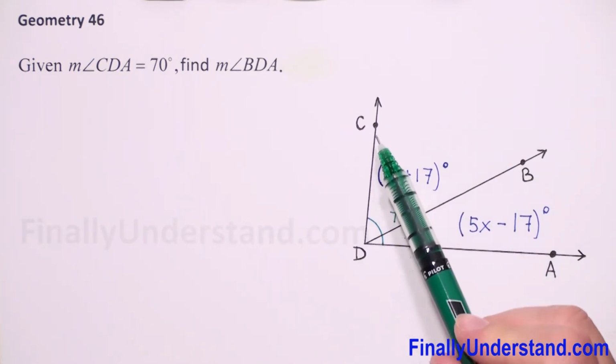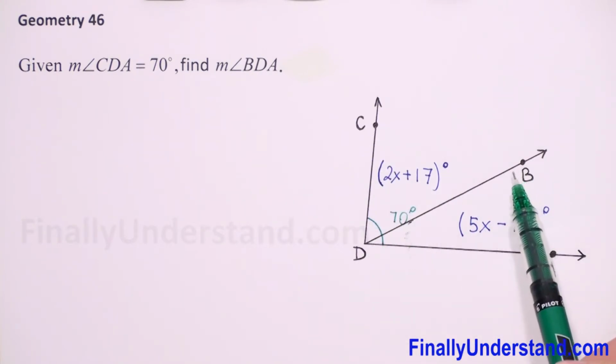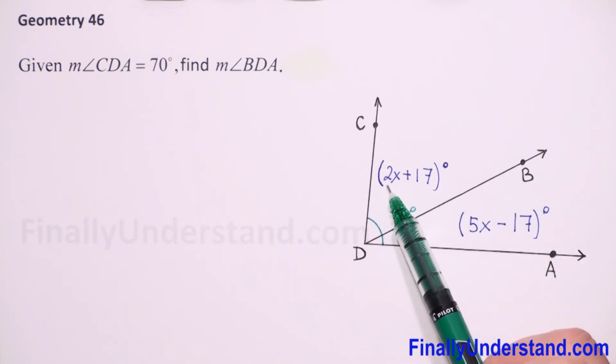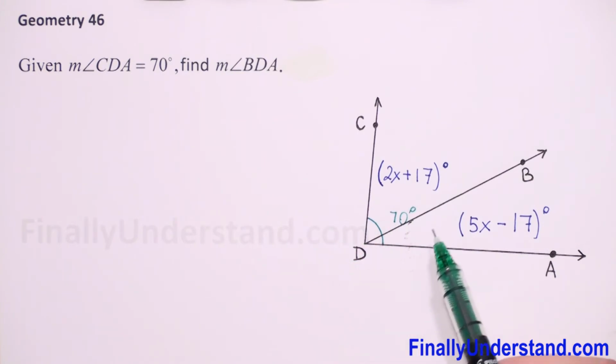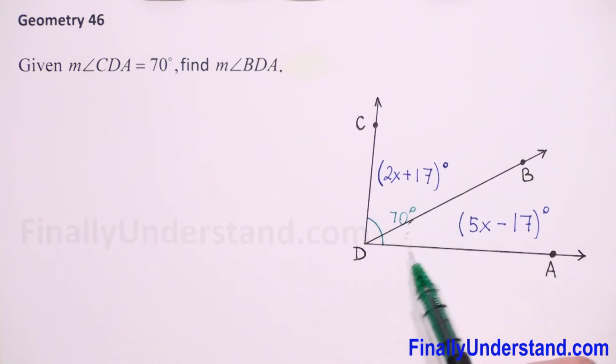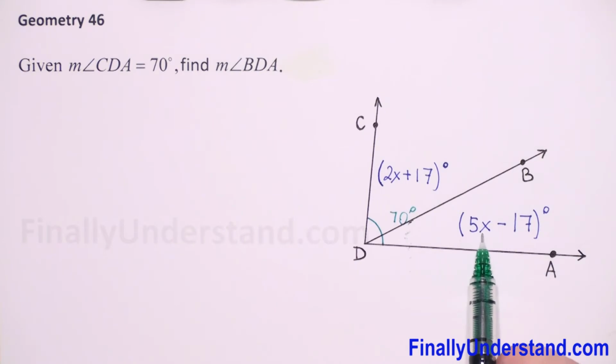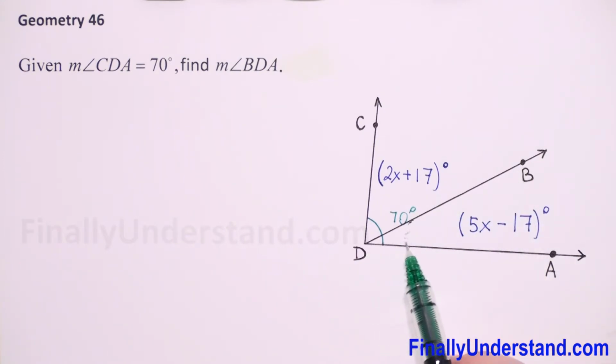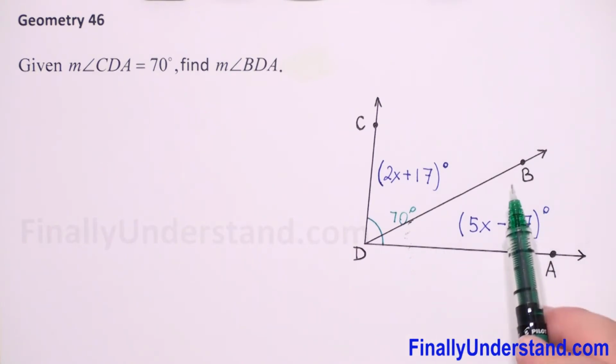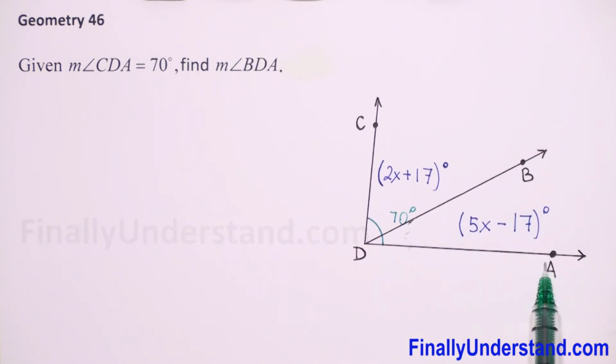And what else we have given? That angle CDB is 2x plus 17 degrees, and angle BDA has 5x minus 17 degrees. So we have unknown x. We have to find this unknown x to find the measure of angle BDA.